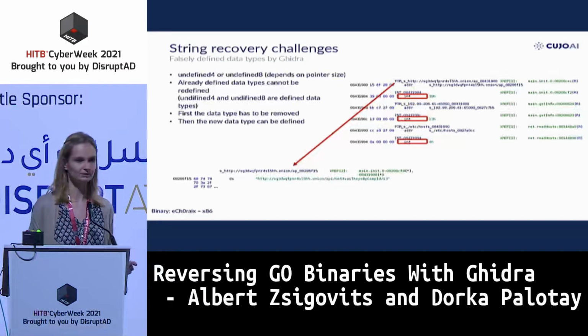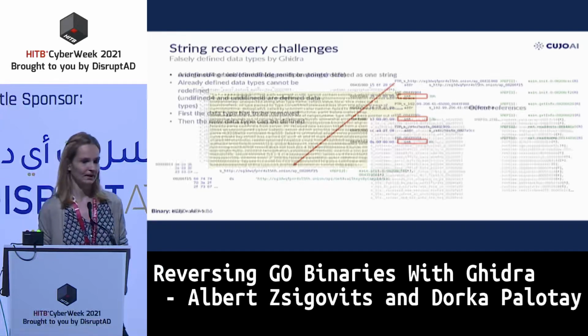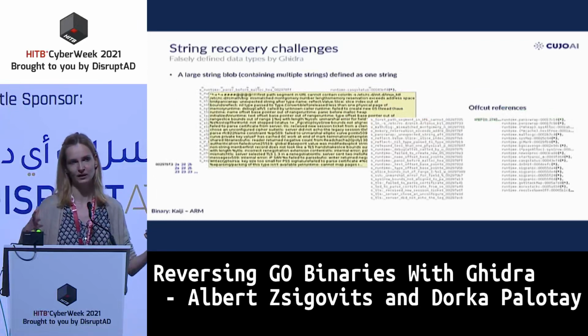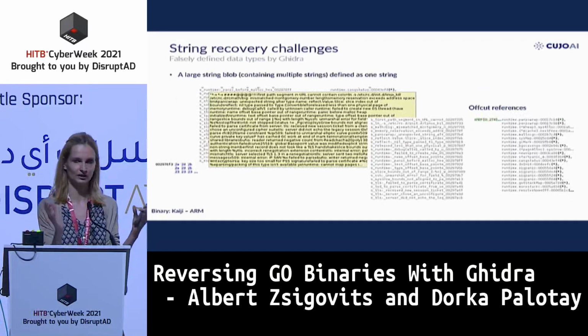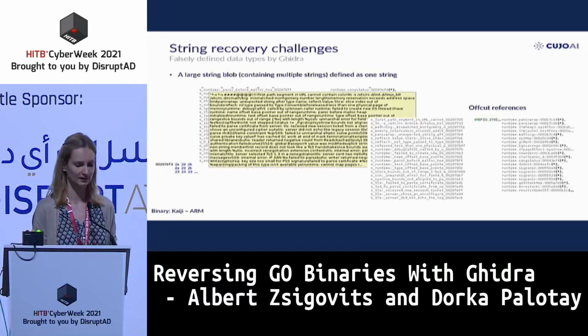So this is another example from the EchoRX ransomware, how we could recover certain strings. Another problem is when the string is already defined. As I mentioned, Go handles strings by creating large string blobs. There can be a null character at the end, so Ghidra will falsely identify it as one huge string instead of smaller separate strings.